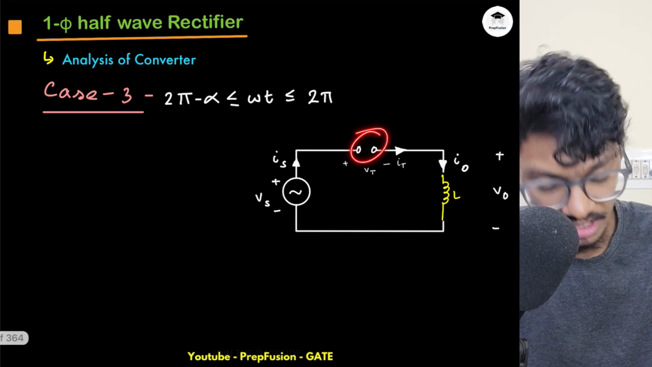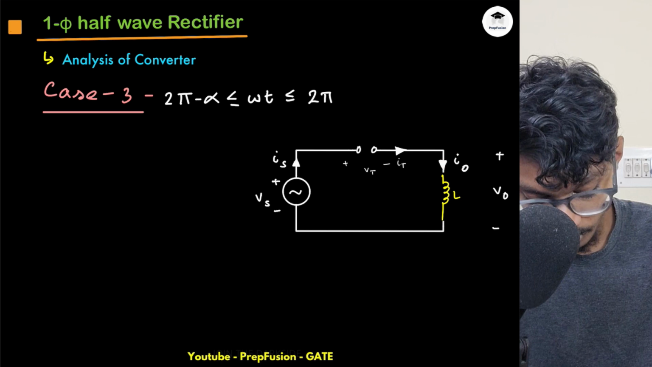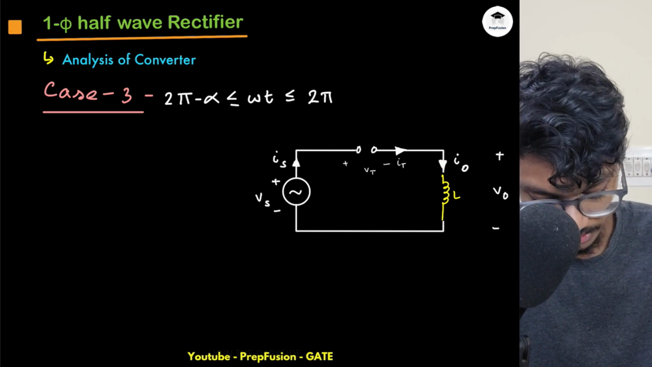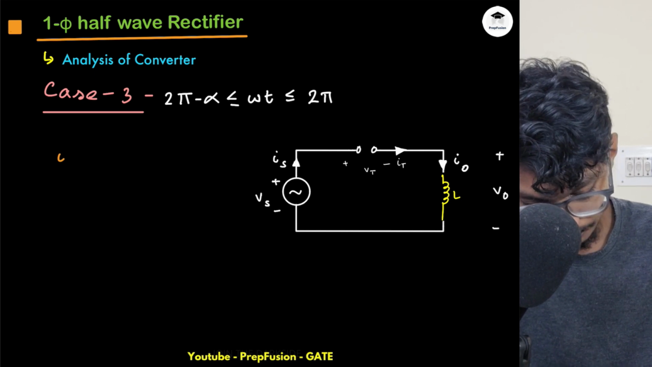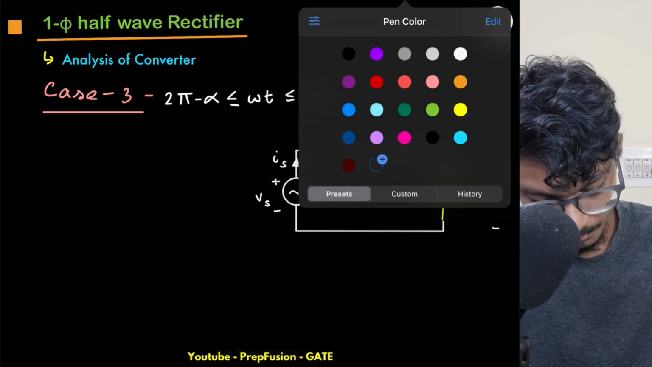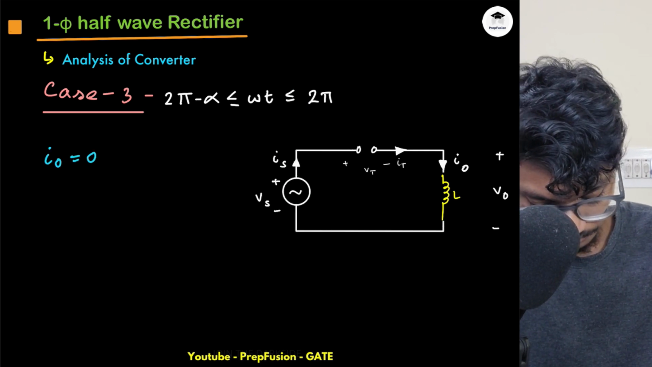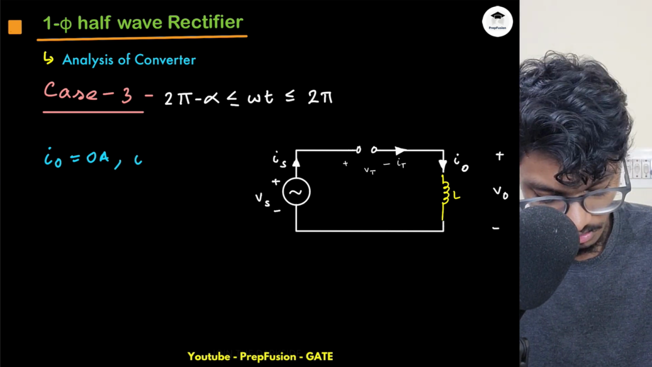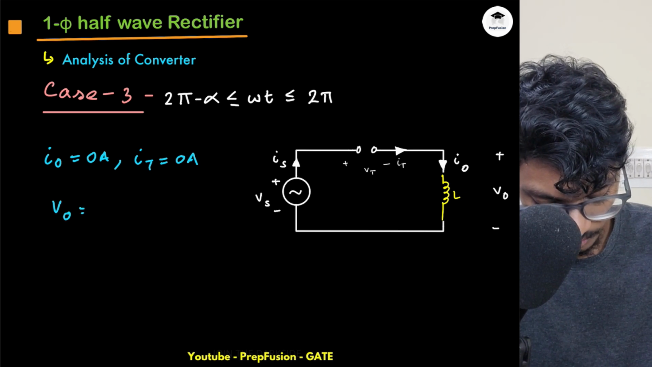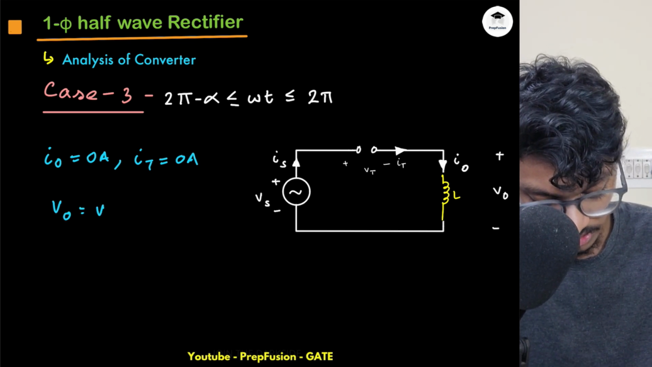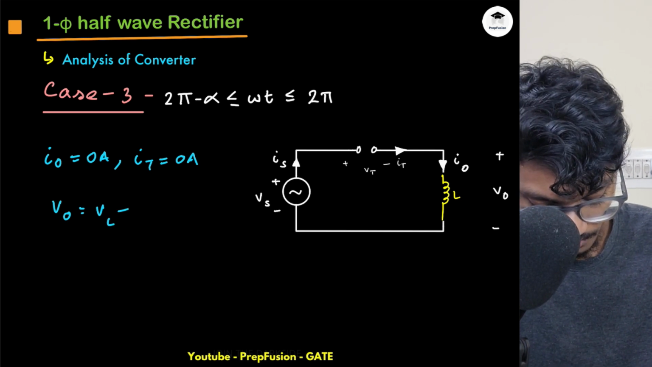So what will happen after 2 pi minus alpha? At 2 pi minus alpha, this SCR will be turned off, and as the SCR is turned off and the current also becomes 0, after that the current won't change. So my IL is 0, or I can write my IO as 0 ampere, or IT as 0 ampere. Also my VO will be equal to VL will be equal to 0, because the current won't change anymore. Current will remain at 0 only.